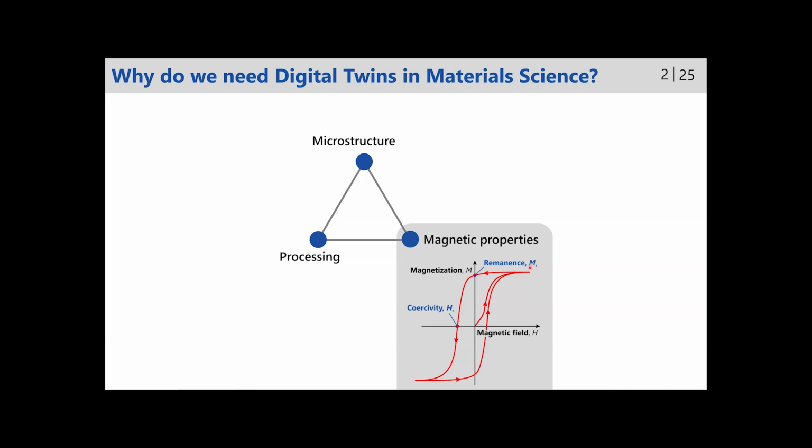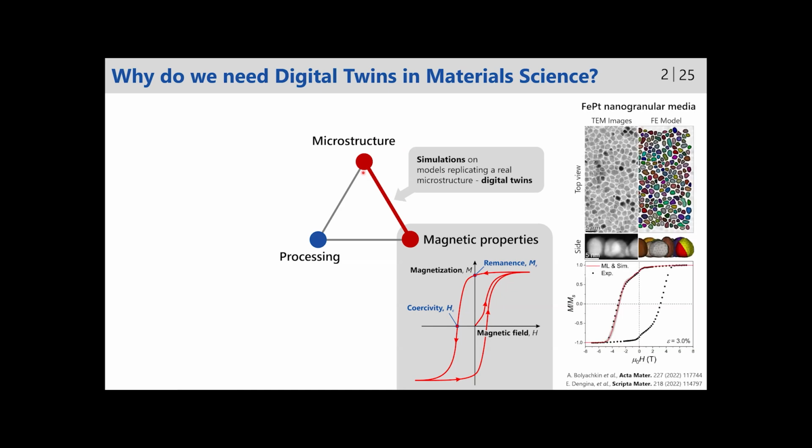These properties are very sensitive to microstructure. Understanding how coercivity, remanence, and the overall magnetic hysteresis loop correlate with microstructure is a quite complicated task. It's not fully addressed, and there are still questions which are not so clear at the moment. That's why we need digital twins for magnetic materials, to establish these correlations between microstructure and magnetic properties.